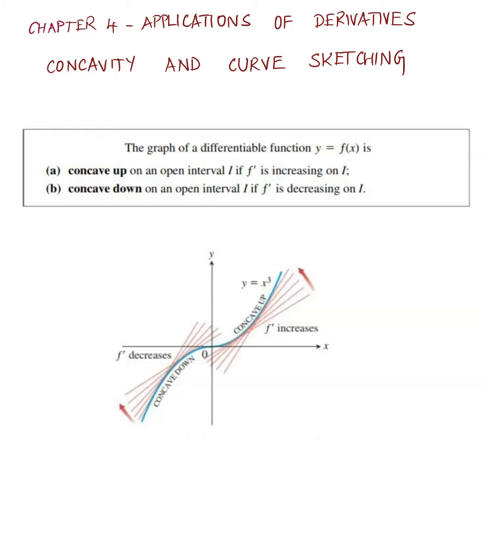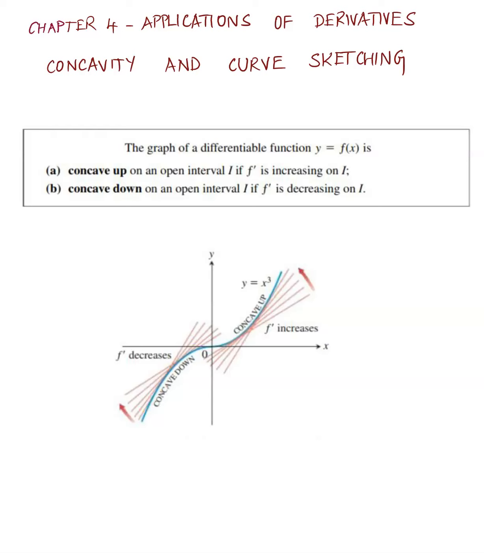We saw that increasing and decreasing was for a function f, and for that we said if f prime is positive, meaning the first derivative is positive, then the function is increasing, and if f prime is negative, then the function is decreasing. Here we're talking about whether f prime is increasing. So you need to take the derivative and then see if the derivative is increasing or decreasing. And so that's what will change the concavity here.